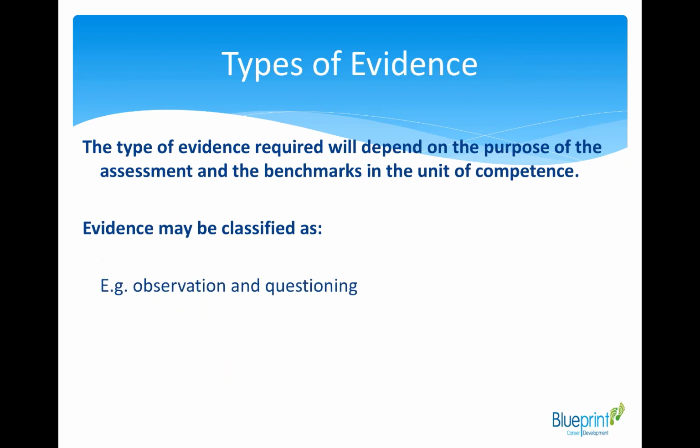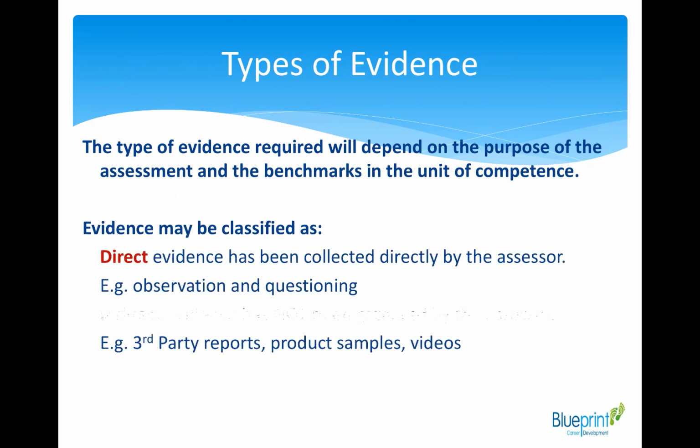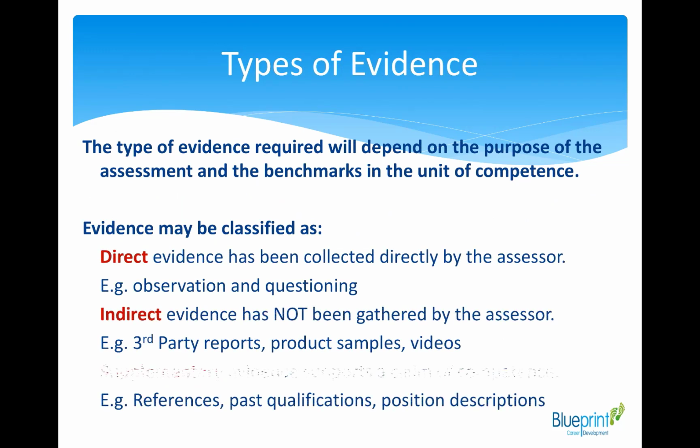So the three types of evidence that we might collect are classified according to whether they are direct, indirect or supplementary. So direct evidence is proof that's been collected directly by the assessor, for example, the assessor observing and questioning the student. Indirect evidence has not been gathered by the assessor. So for instance, a third-party report from a supervisor, work product samples or videos are also good types of evidence.